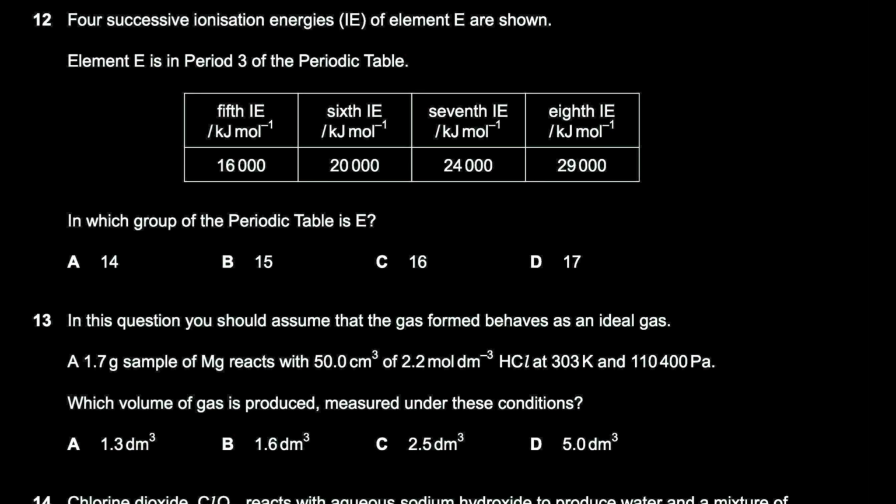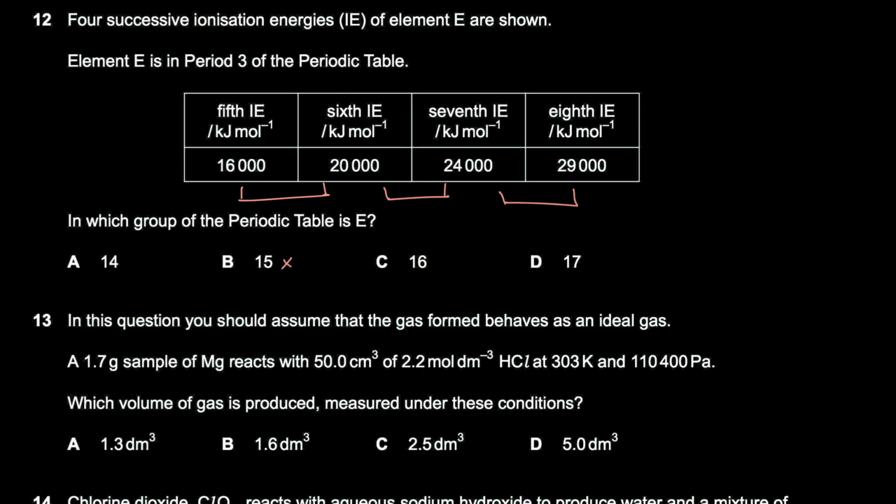Four successive ionization energies of element E are shown. Element E is in period 3 of the periodic table. In which group of the periodic table is E? Now over here, we don't really see any big jump, from the 5th to the 6th, from the 6th to the 7th, or from the 7th to the 8th. We don't see any big jump from the 5th to the 6th, so that means it's not group 15.